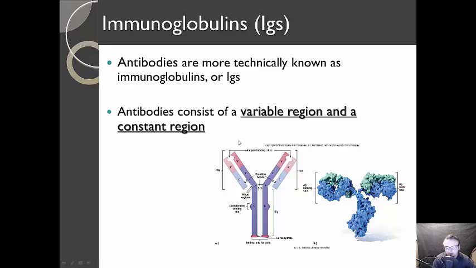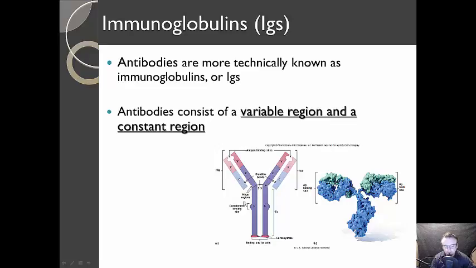Each arm of the antibody is identical. So they don't bind two different antigens, they bind the same antigen, but they can bind two of the same antigens simultaneously. It's like having two arms that grab the same thing. So that's where the actual action against the antigen is going to take place.